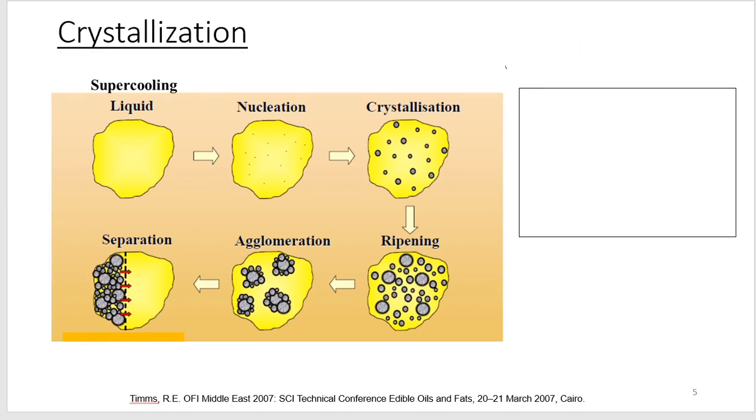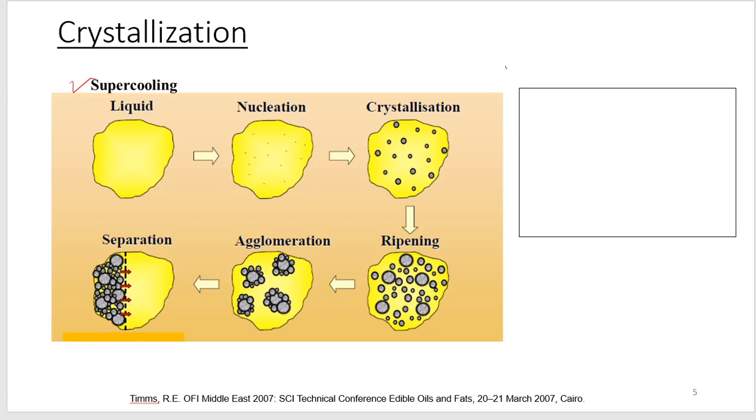So in the first stage, the liquid oil is cooled below its melting point. The temperature is below the melting point, but the oil is still liquid. It's called supercooling. The first stage. The liquid oil is cooled below its melting point, or we can call it freezing point. You know, melting point is equal to freezing point because they both describe the same transition of matter between solid and liquid.